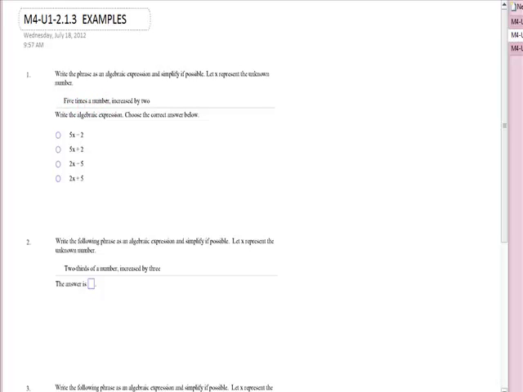5 times a number means 5 times. Now, you might think about putting a multiplication dot. Mystery number will use letter x. Then increased by 2. Increased by means to add 2. Now, in algebra, when we have a number times a variable, we don't write the multiplication, so we'll have 5 times x plus 2. And here it is as our second choice.